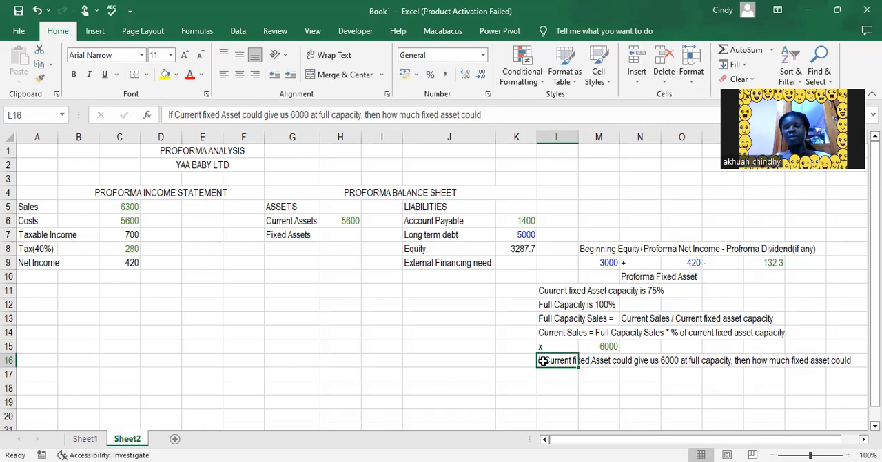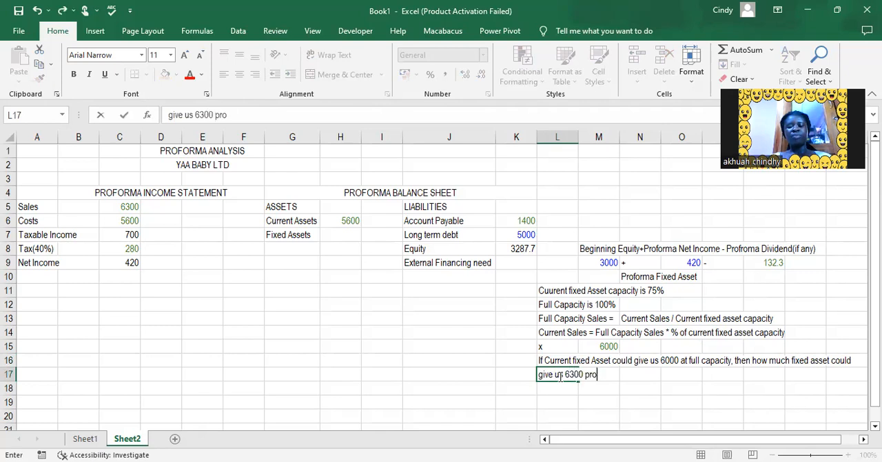How much fixed assets? So if the current fixed assets could give us 6,000 at full capacity, then how much fixed assets could give us 6,300 pro forma sales? So that's the question. And how do we find this?